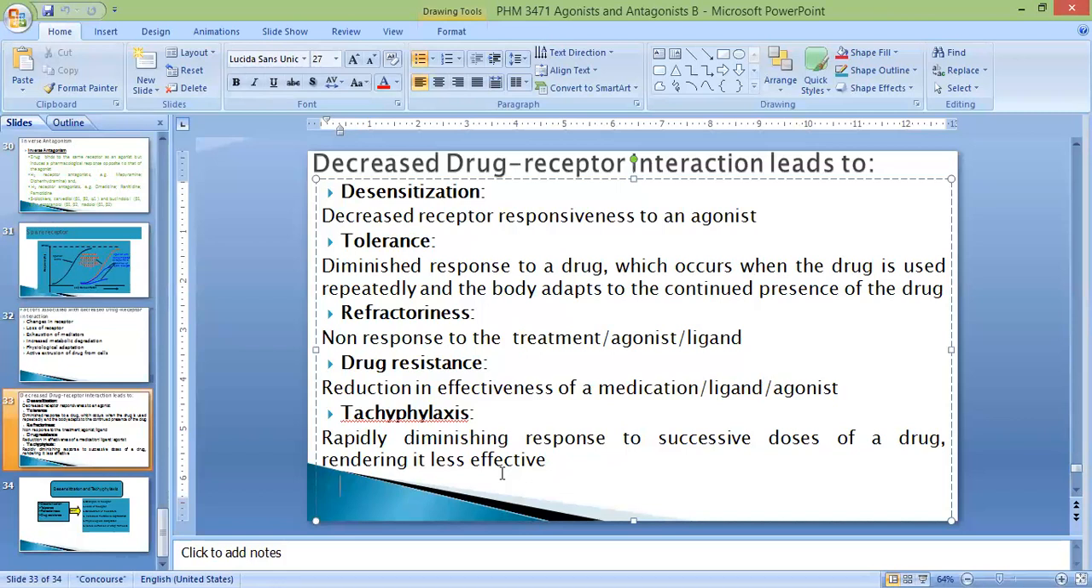So I hope I've explained that adequately. Karibu. Now it's 10:34. At 10:40, we can start on pharmacokinetics.